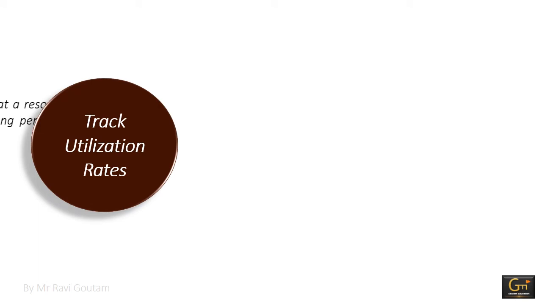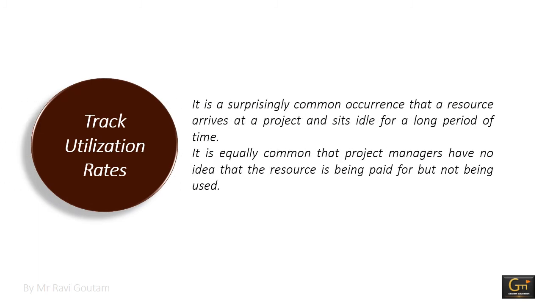Then the last point is track utilization rates. So it's a common occurrence that a resource arrives at a project and sits idle for a long period of time. It is equally common that project managers have no idea that the resource is being paid for not being used. A simple solution is to track the resource utilization rate. The utilization rate is simply the percentage of billable time. So utilization rate is equal to number of billable hours divided by number of total hours.